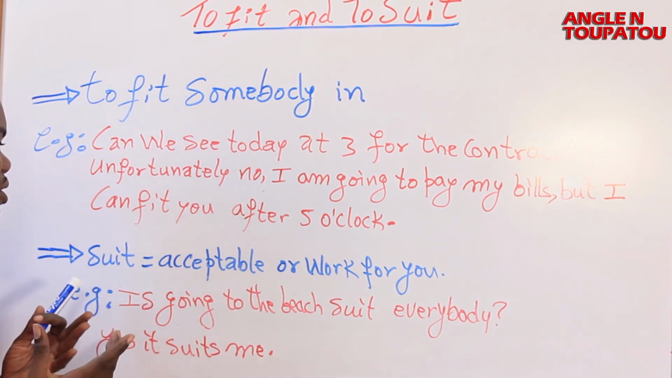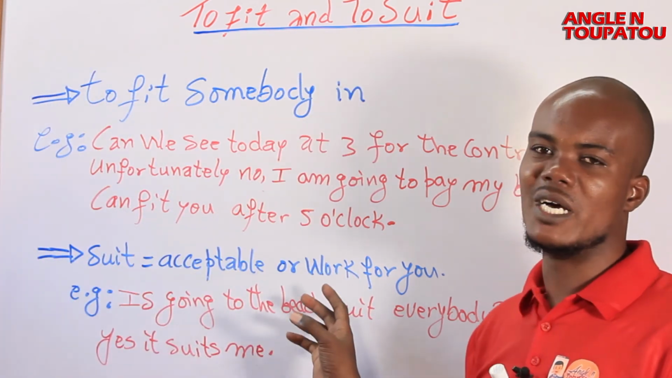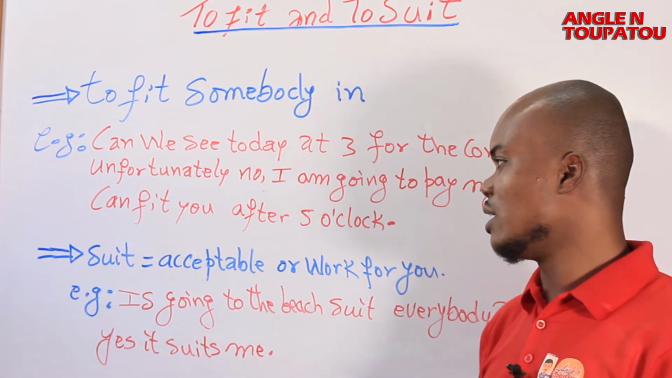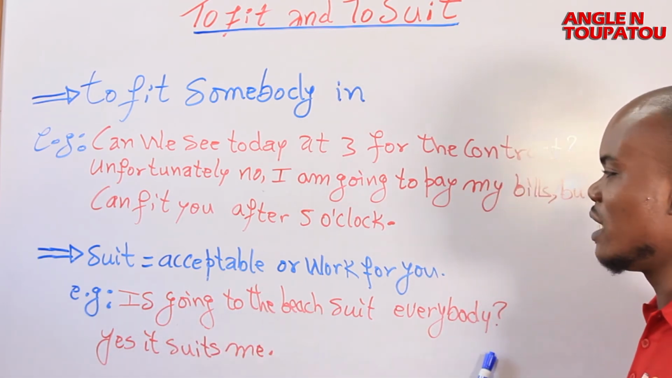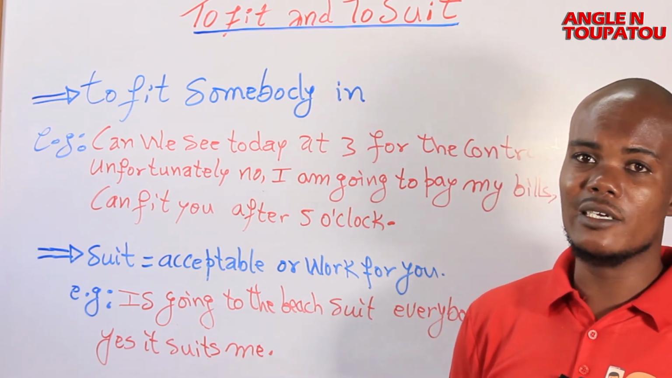Deuxième façon, it's suit. When you use suit, dans deuxième contexte, when it works for somebody. Li marche pour un monde. That acceptable. For example, is going to the beach suit everybody? Someone dit là, is going to the beach suit everybody? Est-ce qu'il y a une plage à bon pour tout le monde là?